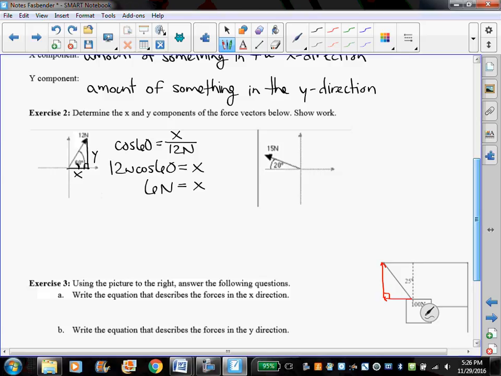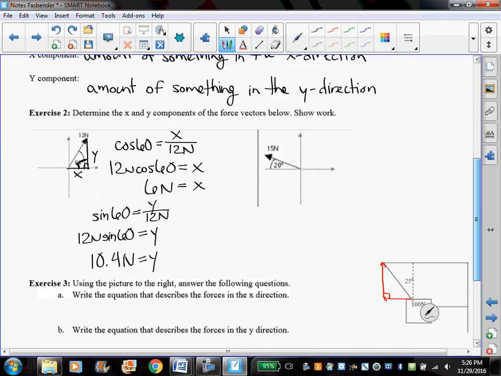For my y component, that is the opposite side of my angle. So I'm going to use sine. So I've got that sine of 60 is equal to y divided by 12 newtons. And so 12 times the sine of 60 will give me my y component. And so that is approximately 10.4 newtons as my y component.